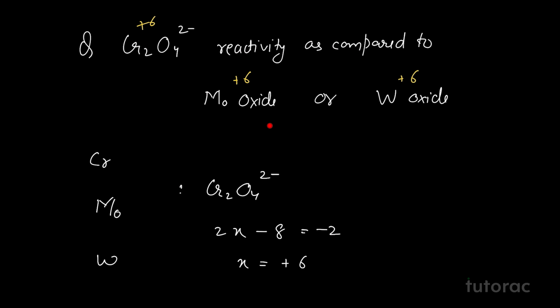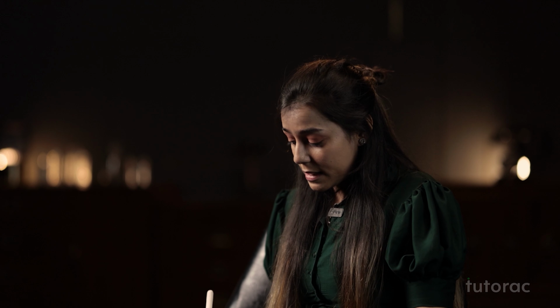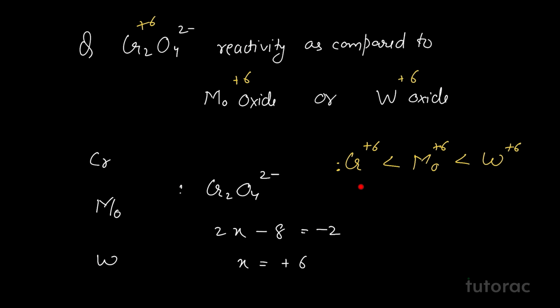So when we compare, the reactivity of tungsten will be less because its stability will be more, because we are going down the group and it can hold greater oxidation state. That is why when we compare the oxides of chromium, molybdenum and tungsten in +6 oxidation state, we will find that this is the stability order. And if I talk about their reactivity, the reactivity of chromium would be greater because this is less stable, so this would be more reactive.